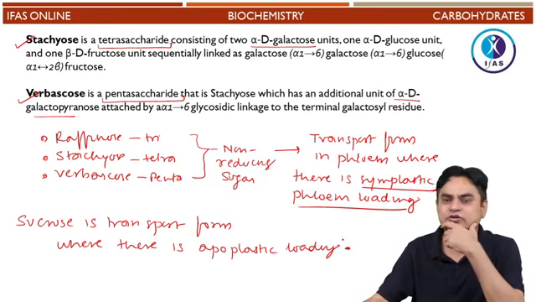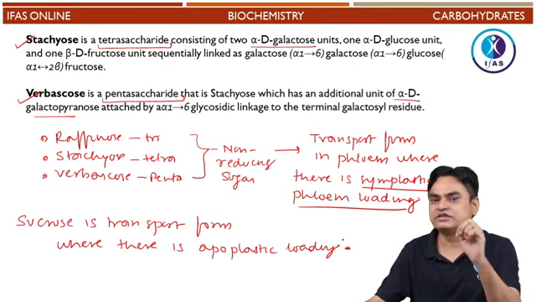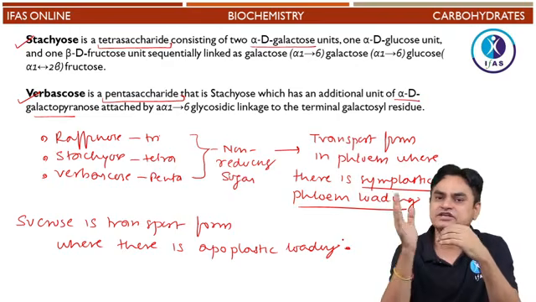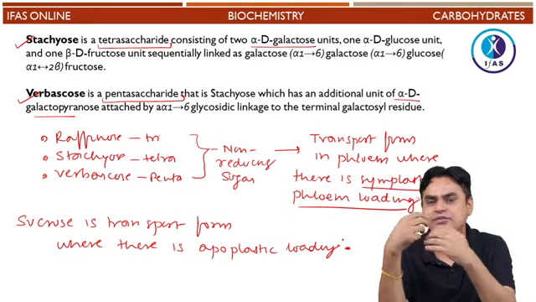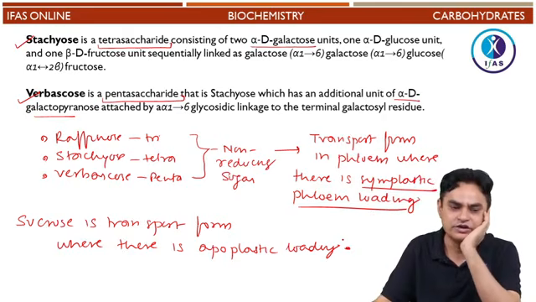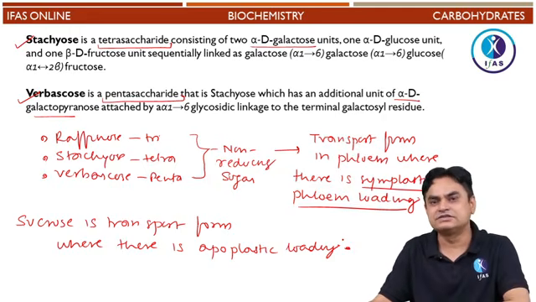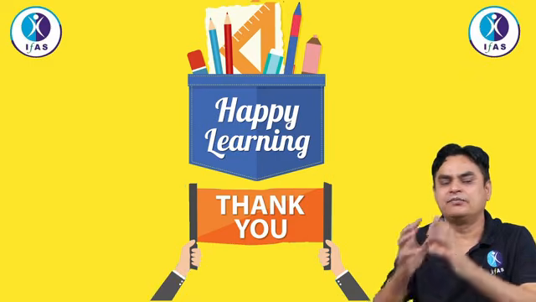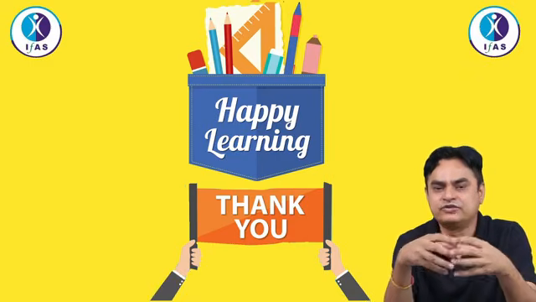Most other higher oligosaccharides do not occur free in biological systems. If oligosaccharides are attached to lipids, they are referred to as glycolipids, or if they are attached to a protein, they are referred to as glycoproteins. Okay, so with this we conclude today's session.